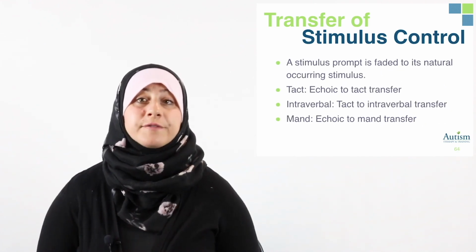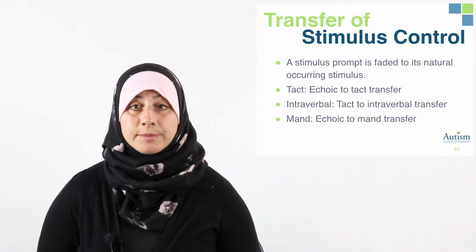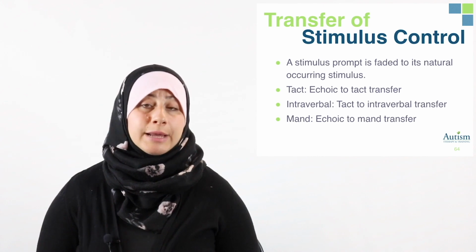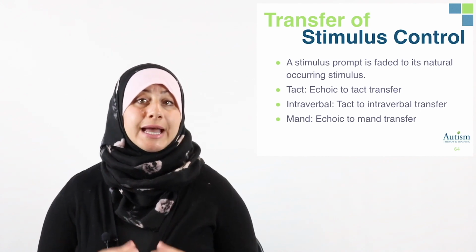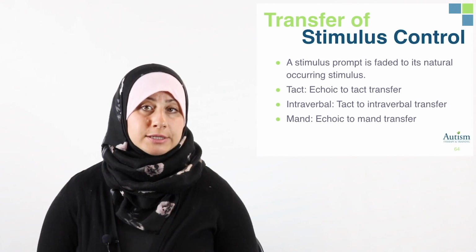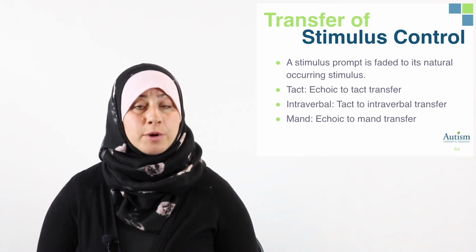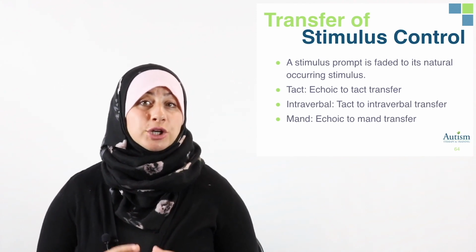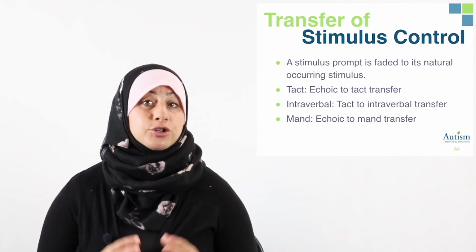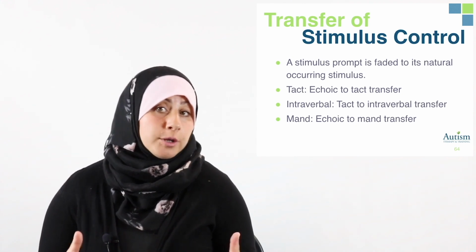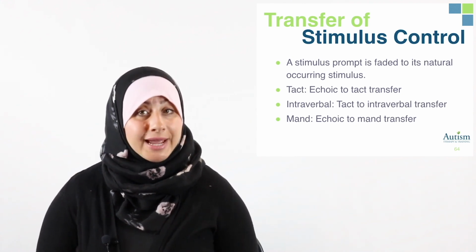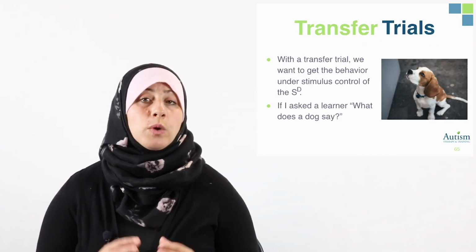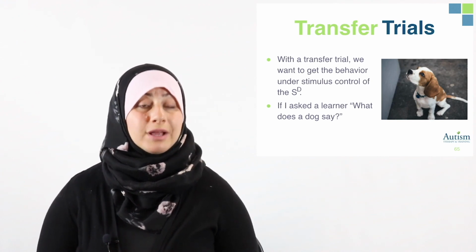So think of the transfer of stimulus control as a stimulus prompt that is faded to its naturally occurring stimulus. So if I wanted the learner to label a picture as a tact, I'm using an echoic prompt to evoke the response. But I need to fade that so the learner responds as a tact. If you were teaching a tact, you would use an echoic to tact transfer. If teaching an intraverbal, we would use a tact to intraverbal transfer. If you were teaching a mand, we would use an echoic to mand transfer. With a transfer trial, we want to get the behavior under stimulus control of the SD.